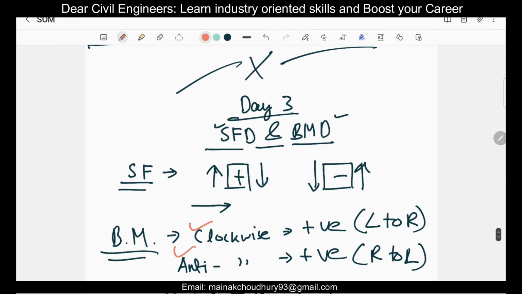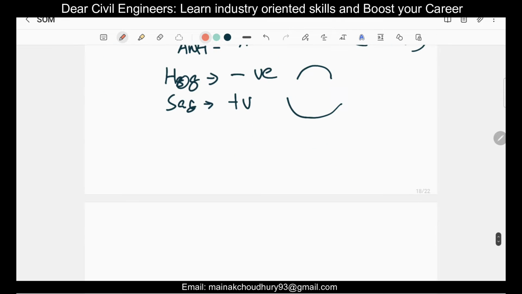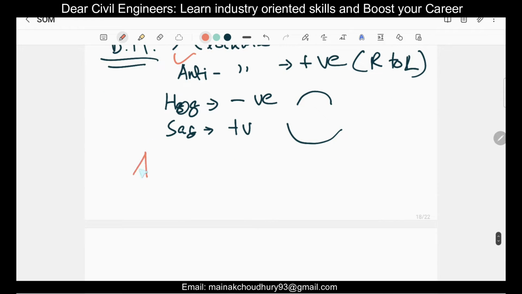Later you can understand the hogging and sagging also. These both of the things are the same. So let's just solve a numerical. So this is a cantilever. This is a simply supported beam. And the next type of beam, this is an overhanging beam.